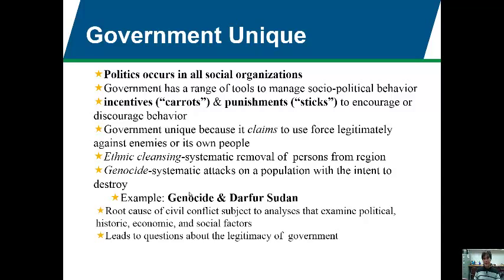So politics occurs in all social organizations, from student council to probably your own family life, or maybe even work or anything like that. Politics occurs in all social organizations, all social settings.